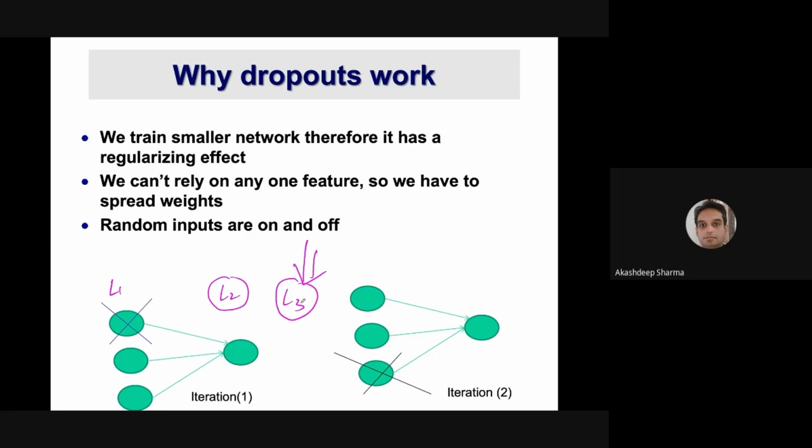So what is layer 3 getting? It's getting from layer 2 only, right? So layer 2, if I'm giving these inputs sometimes something, sometimes something else, in a way layer 3 is learning different things every time, right? So this is the whole theory in dropouts.